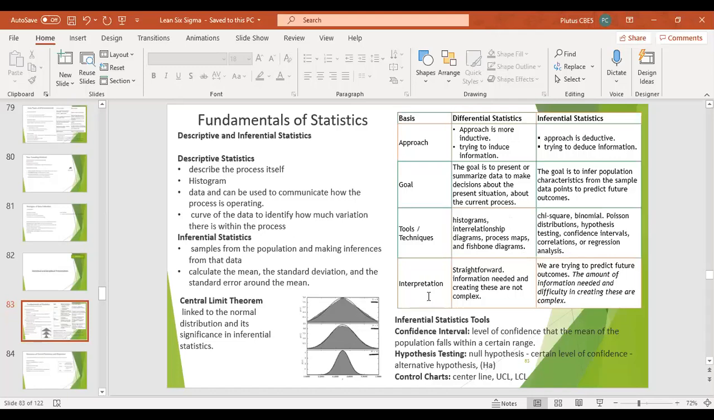So interpretation: how are we going to interpret from descriptive and inferential statistics? The interpretation for descriptive is straightforward. For example, if my charge is increasing, I can say that my charge is increasing. That's all. The information needed and created is not complex. Descriptive is going to tell you what the number is for that particular month. For example, my charge is 250k, that's all. It is not going to give me any other inferences.